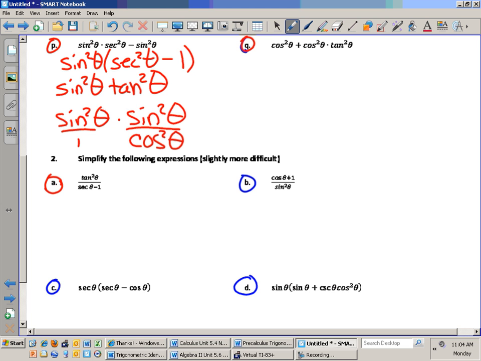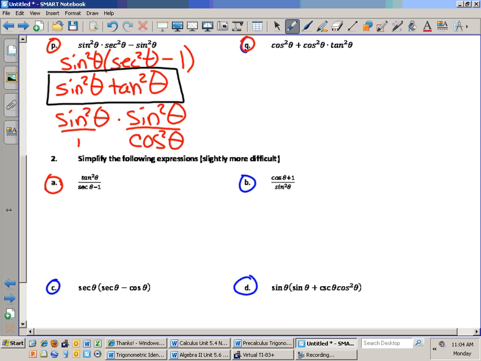Does anything cancel? No. We actually kind of make things worse if we do that, don't we? So we would say that this is the most simplified. Unfortunately, it does not reduce any further than that. Sine to the 4th over cosine squared is not any more helpful to us at all. So we're going to stop with sine squared times tangent squared.